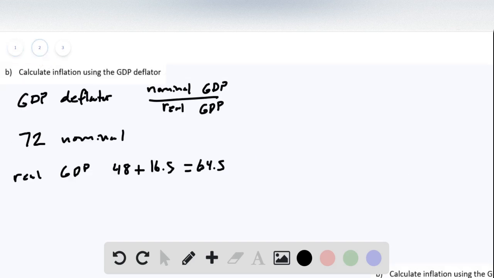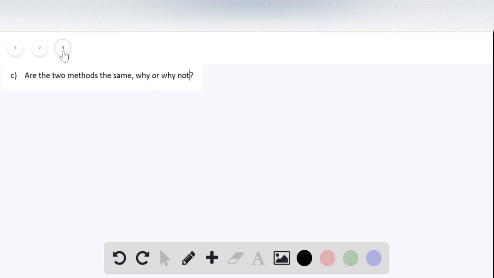So then the GDP deflator is just nominal divided by real GDP, and that equals about 12%. And notice that the two numbers are not the same, which is the third question. Are the two the same? Why or why not? Of course, the answer is no.